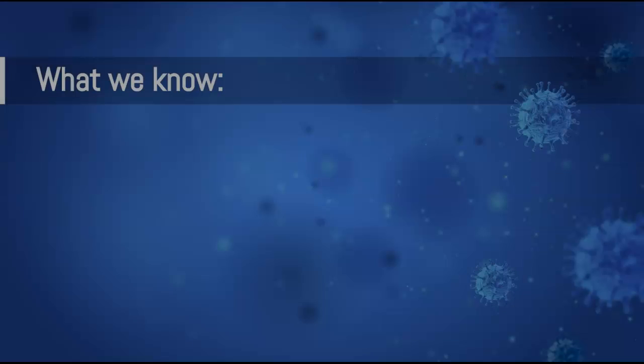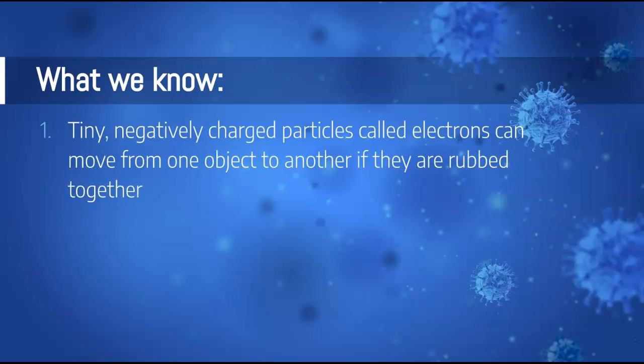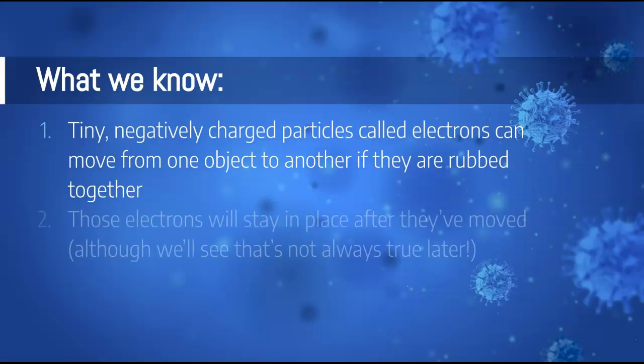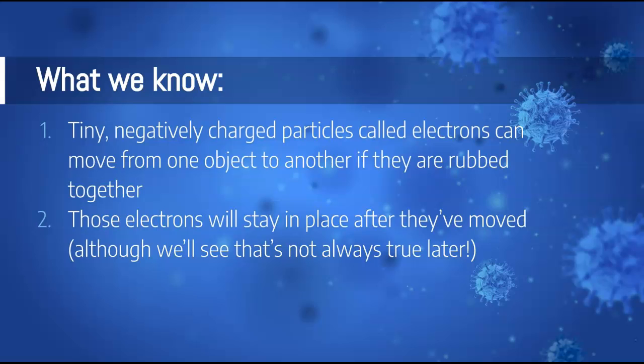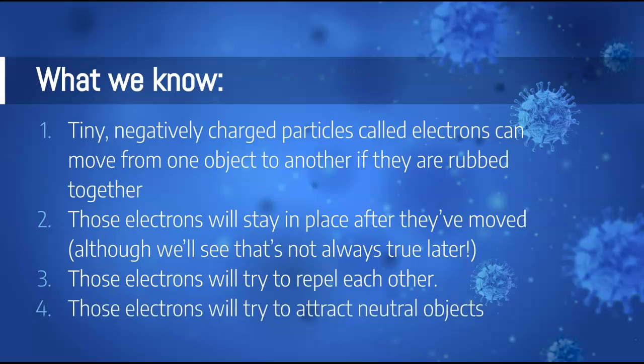All right, let's talk about static electricity. So first off, what do we already know? Well, we learned from the demonstration that number one, tiny negatively charged particles called electrons can move from one object to another if they are rubbed together. Number two, those electrons will stay in place after they've moved. Well, we will see that that's not always true later on. Number three, those electrons will try to repel each other. And number four, those electrons will try to attract neutral objects.